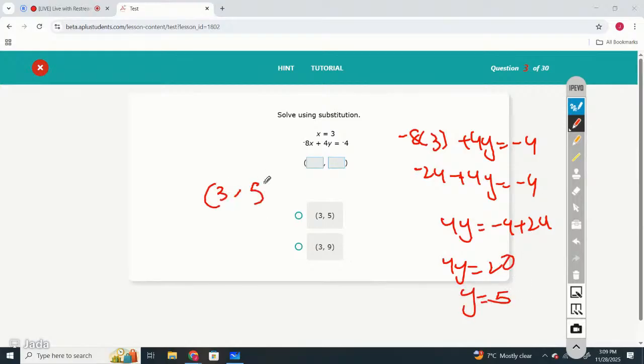So that is 3 and 5. Option number 1 is the correct option, that is 3 and 5.